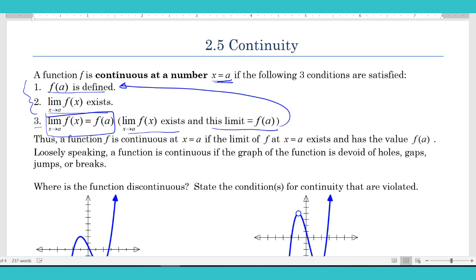Thus, a function is continuous at x equals a if the limit of f at x equals a exists and has the value f of a. Wow, that's a lot. But loosely speaking, a function is continuous if the graph of the function is devoid of holes, gaps, jumps, or breaks. So first of all, let's look at some functions.